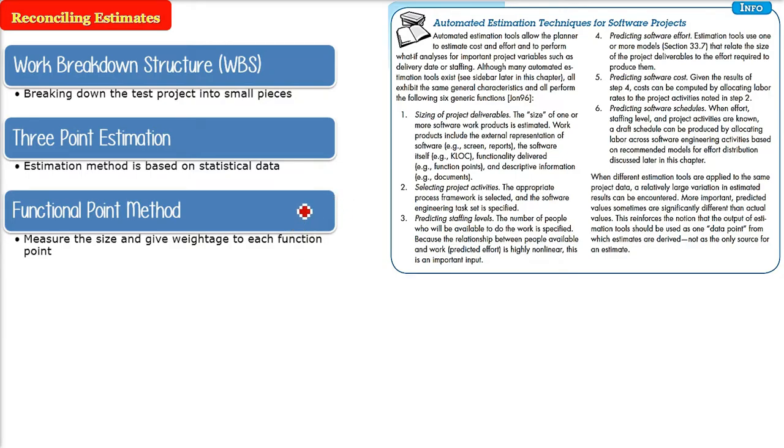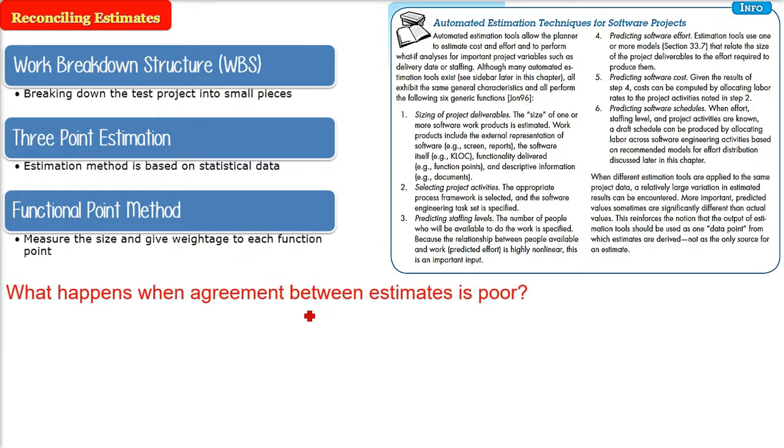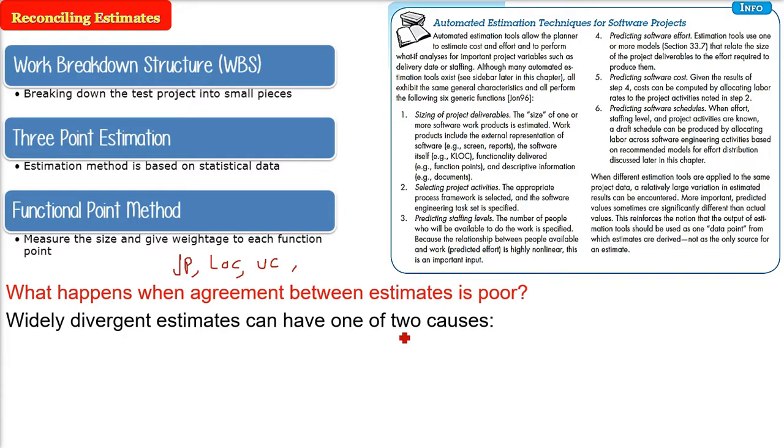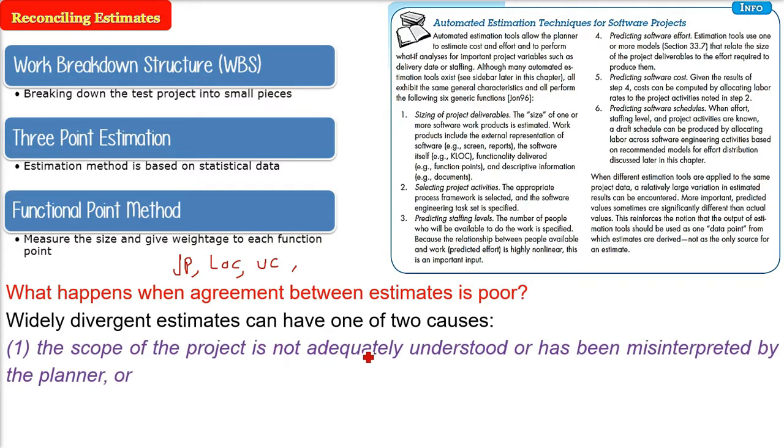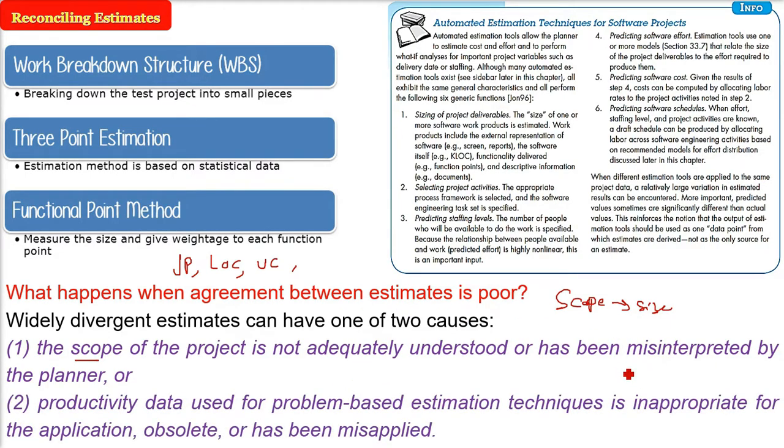Reconciling estimates. Sometimes we use the function point methods, sometimes we use the use case or the process or LOC method. But when we combine them, the estimates are sometimes poor. These widely divergent estimates can have one of two causes. The scope of the project is not adequately understood or has been misinterpreted by the planner. Or the productivity data used for the problem-based estimation technique is inappropriate for the application, obsolete, or has been misapplied. So sometimes you face this.